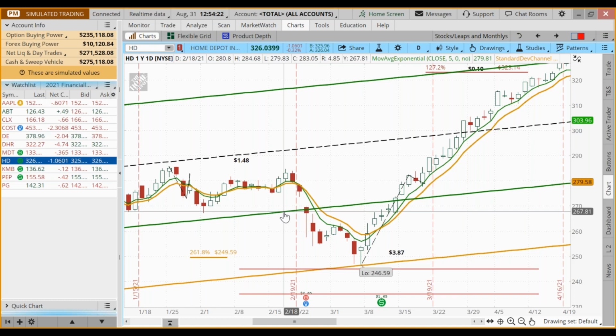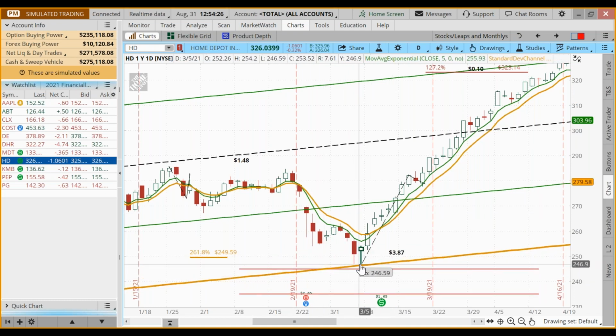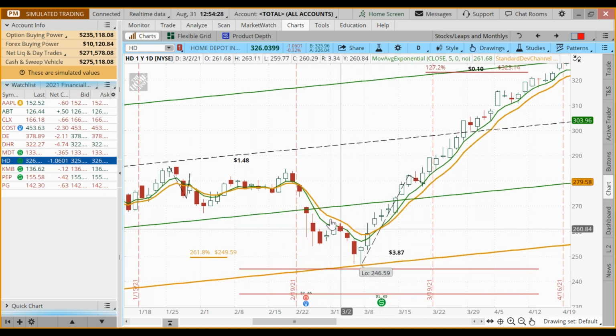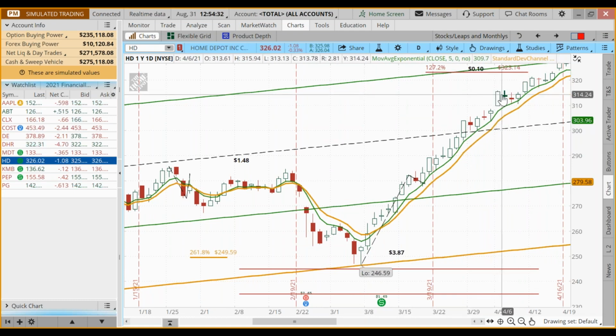Now, I've been doing this long enough that I've got the utmost confidence in this little gold line right here. And I stay with it, and it worked out to my benefit. And that was it.